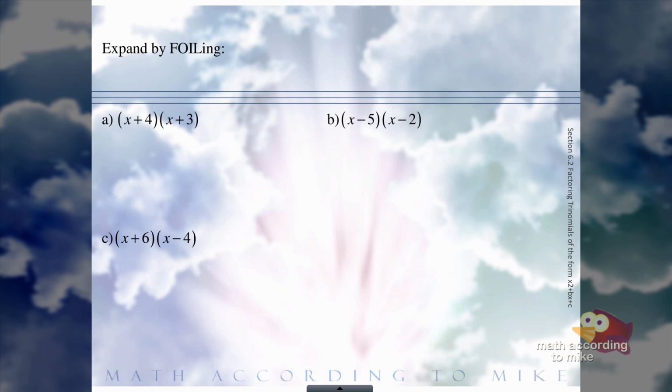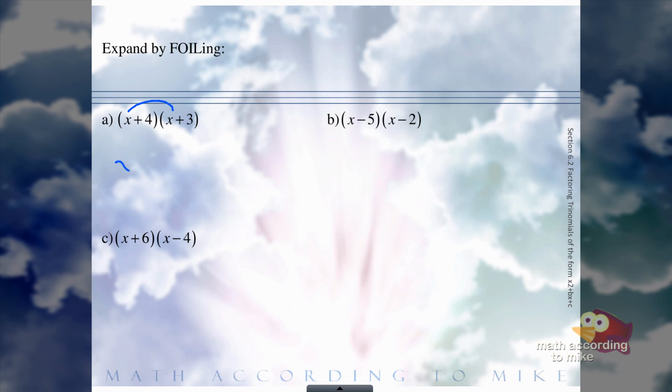Now, before we do some higher level factoring, let's undo factoring. And if you have a binomial times a binomial, to undo factoring, you would FOIL. So FOIL, again, represents first, outer, inner, last, meaning we'll multiply the first terms.